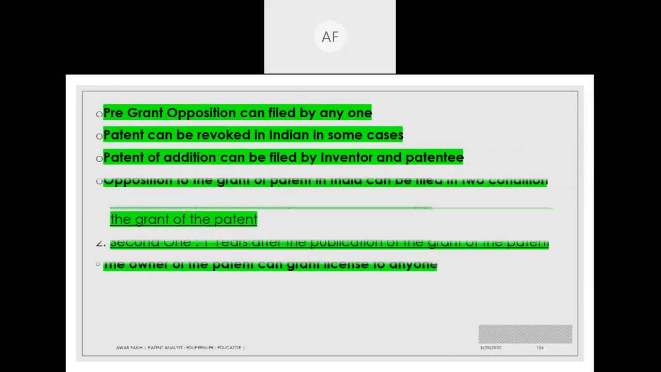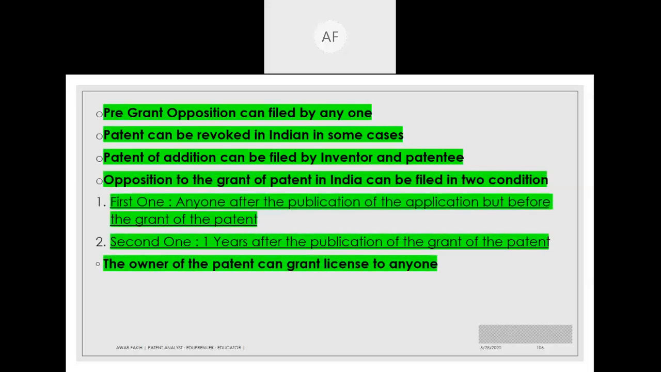So the pre-grant opposition, yes, it can be done. Even post-grant is possible in India. Opposition can be from anyone, even before the grant, even after the grant. The owner can grant a license to anyone, because he is the owner, he can sell it, he can grant a license for a particular period. He can also grant a license to many vendors, or to only one company. He can grant a license to various companies, depending upon the exclusive or non-exclusive mode. Everything depends upon his choice.